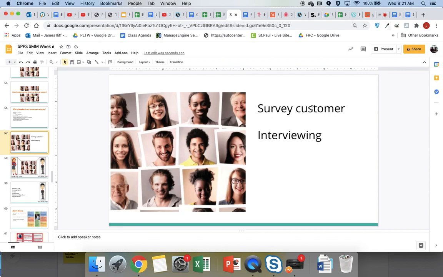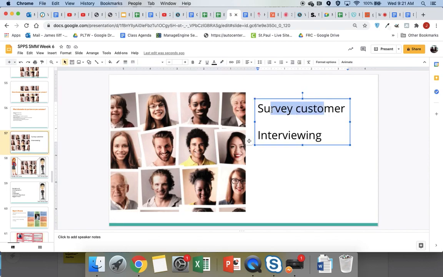Well, we can create surveys. We can create a survey and distribute it to all your customers and get feedback from them, and then we can parse that survey data. We can also set up in-person or virtual interviews, and we can ask them a series of questions. What are your hopes and dreams? And we can get that information back.